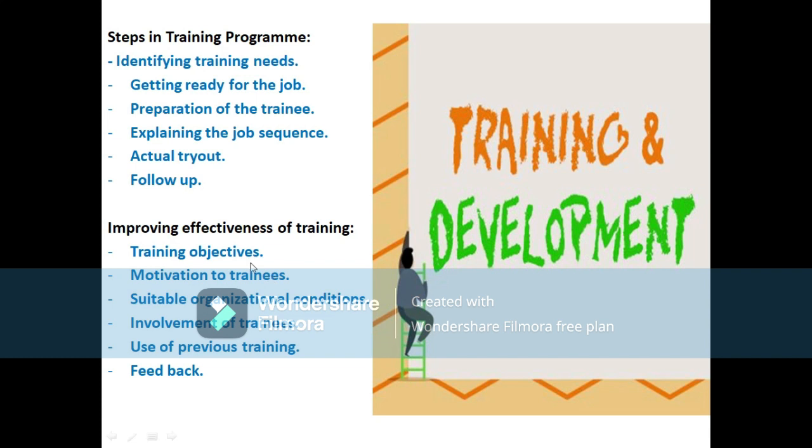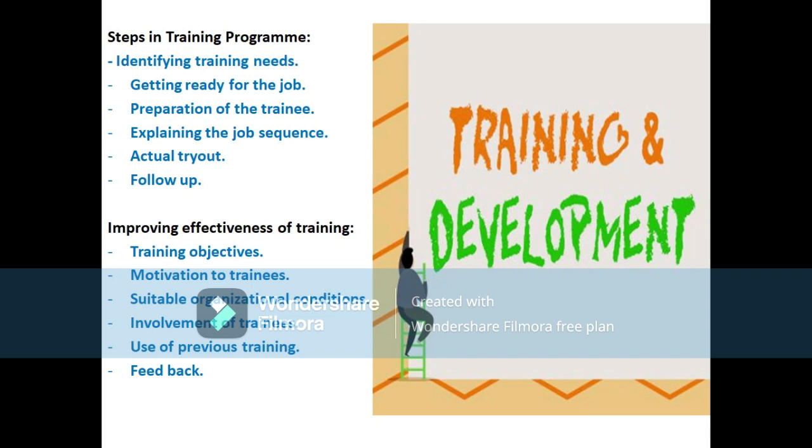Coming to the second one, motivation to trainees. Motivation to trainees means the importance of training should be properly explained to the employees. Training helps employees to increase their performance. We all know this. It will bring them more financial benefits and create greater avenues for promotion. When employees realize the need for training for their own benefit and future development, then they will take keen interest and be serious in taking the training.